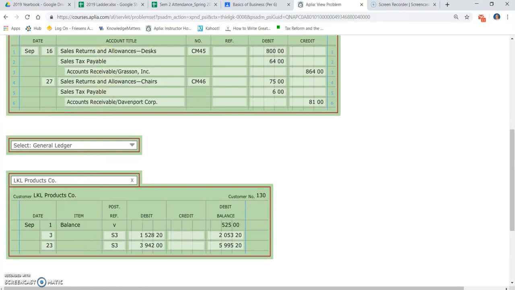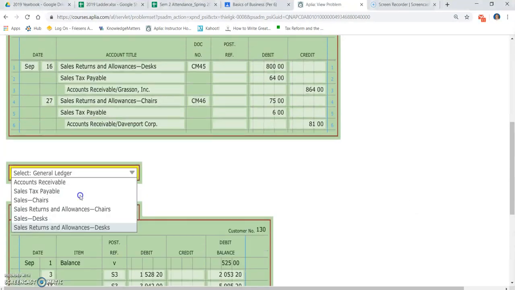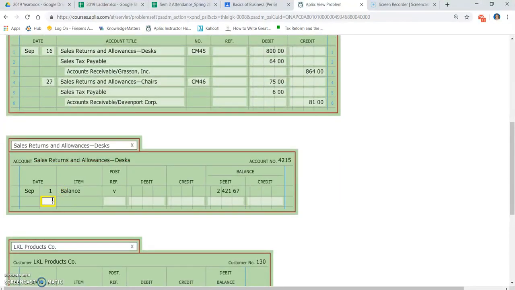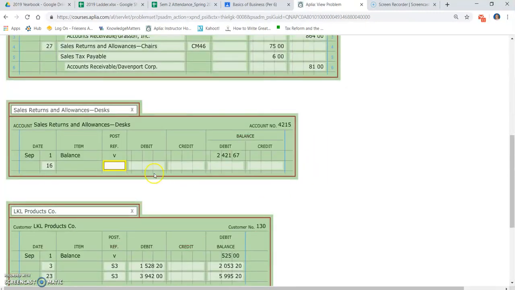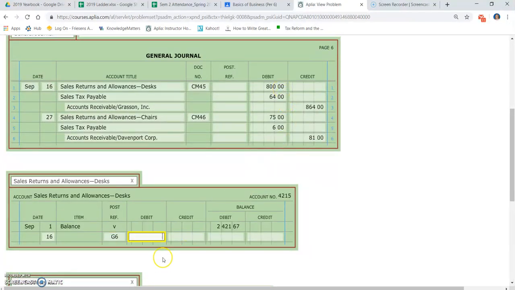So our first one up is our sales returns and allowances for desks. So we open that up and we plug in the 16th. This is coming from general journal number 6, so G6. And then our debit is for $800. So we have a new balance in this account of $3,221.67. And then we put our post reference of 4215 up in our post reference column.